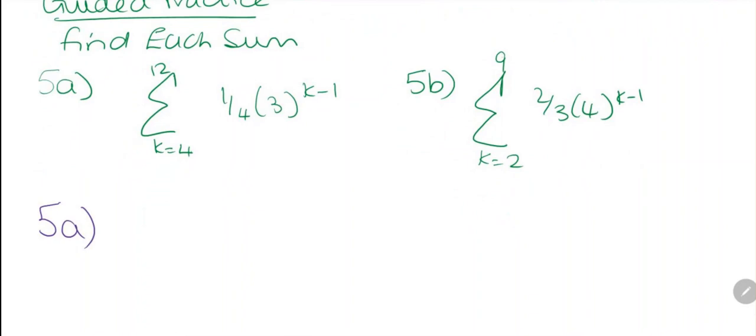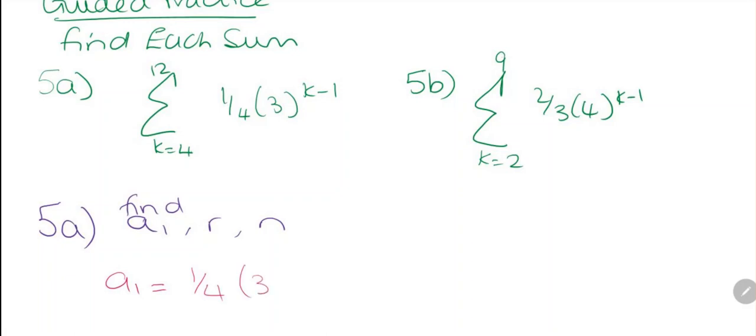So we need to find the first term, a1. Let's write that, find a1. And we need to find the ratio and we need to find n. So a1 is the first term. To find the first term, we need to substitute k equals 4 into our formula.